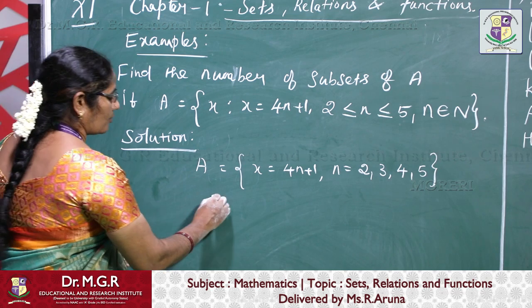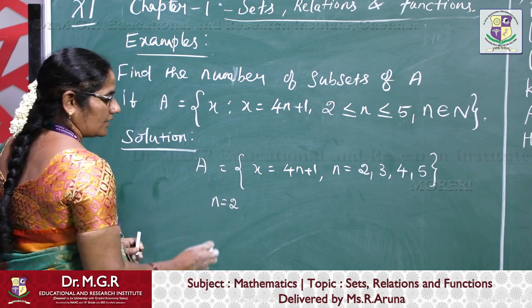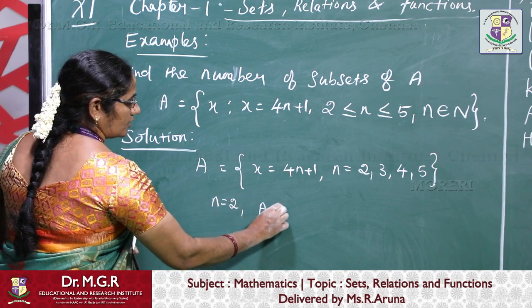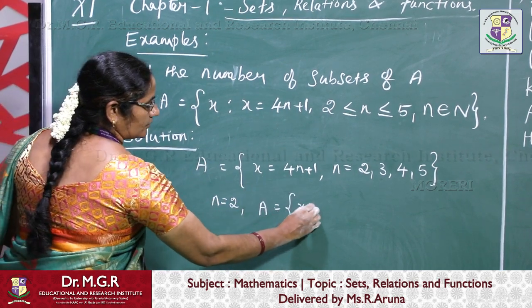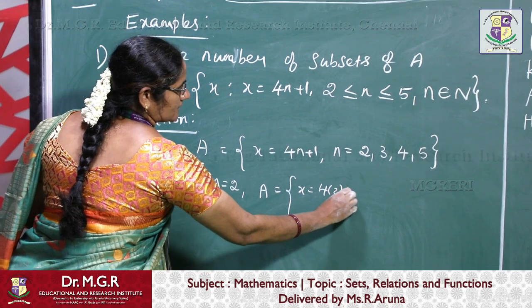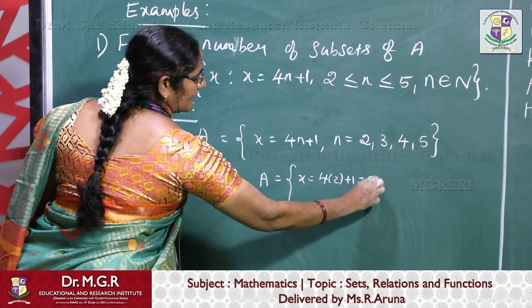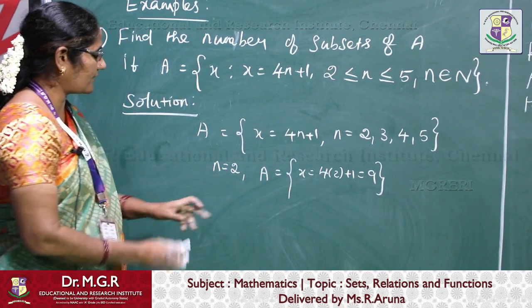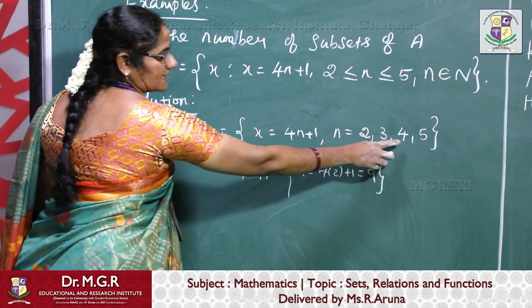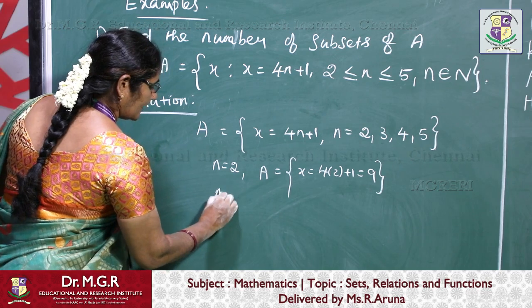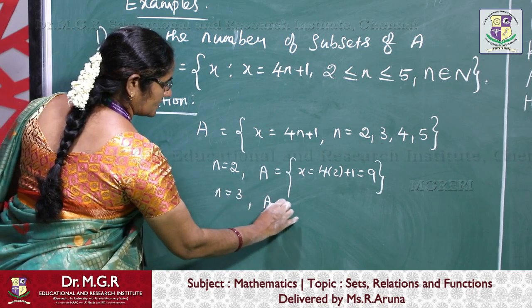So first we take n equal to 2. If n equals 2, what will happen to this A? 4 into 2 plus 1, which is 9. So the first value of A is 9. Similarly, we can put each and every value of n and find the value of x.